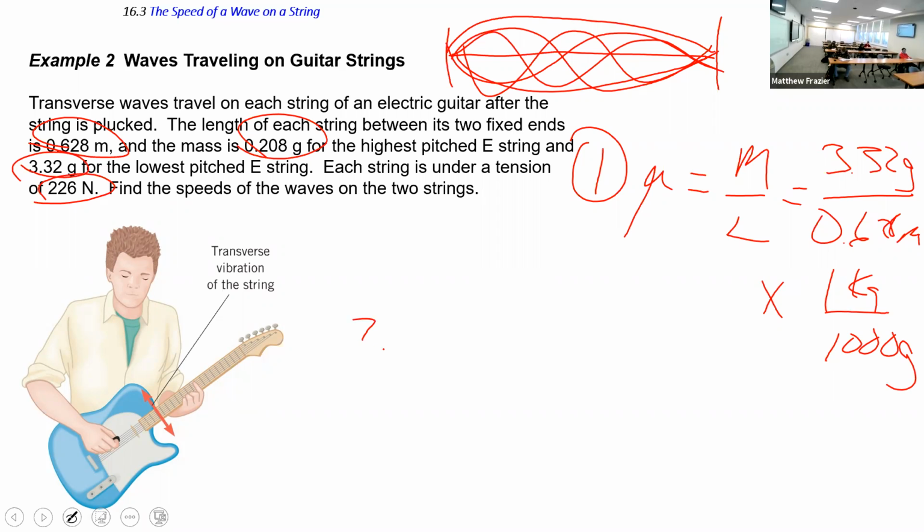And then the second part is v is the square root of F over mu. And F here is our 226 newtons. So we're just going to plug that in. A lot of these equations, the problem is identifying the number you need. This mass per unit length is often not calculated ahead of time. Or sometimes you don't know the mass or the length, but you know the density. So we'll go ahead to the next slide, which should have the calculation here.